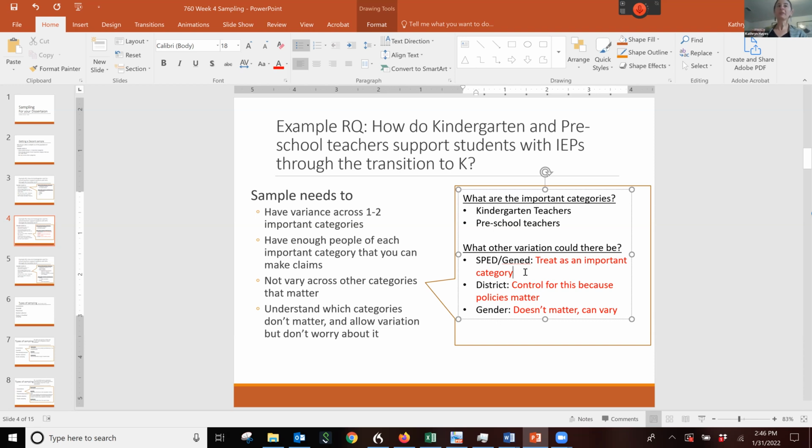So one thing you might want to do right now is brainstorm what are the important categories within your research, and which ones matter, which ones don't matter, which ones do you want to hold constant, and which ones do you want to actually have enough people across them.